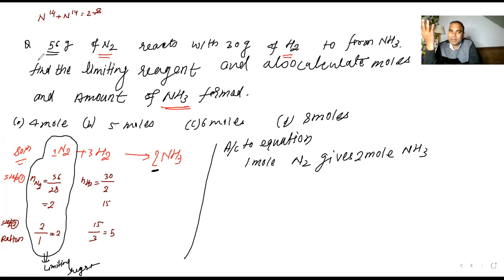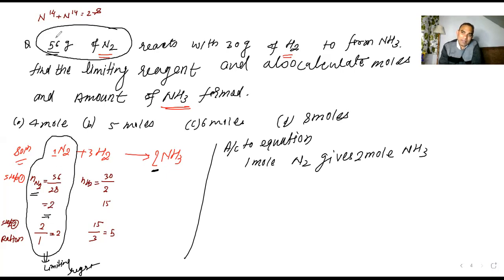1 mole or 2 mole? See, the number of moles you calculated here for N2: 56 upon 28. How many moles? Okay, so 2 mole. 1 mole is 28 grams. So 2 mole is there now with 56 gram. This is the limiting reagent. Is it clear?